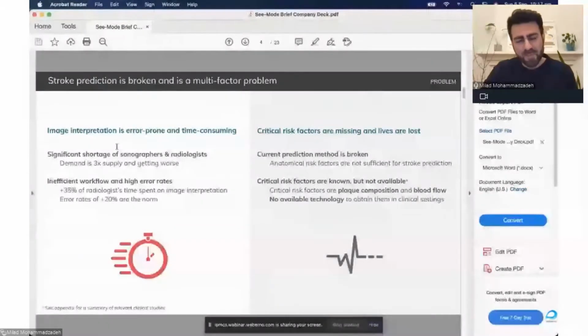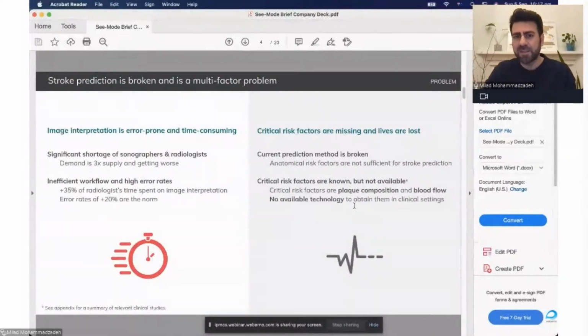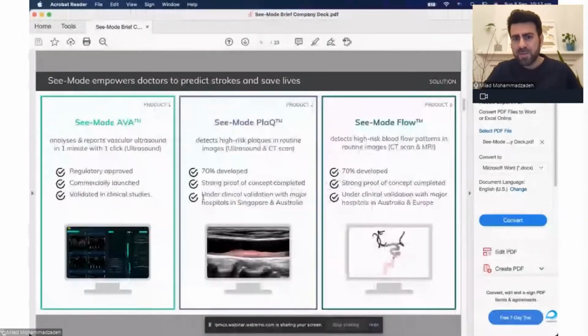So we broke down the moonshot mission and vision of the company into essentially these 2 different groups of products. The first products that we're building and is currently commercial, it's all about image interpretation and reporting. And our future products are helping clinicians get advanced risk factors for stroke prediction out of these images. So let's talk about that product roadmap in a little bit more detail.